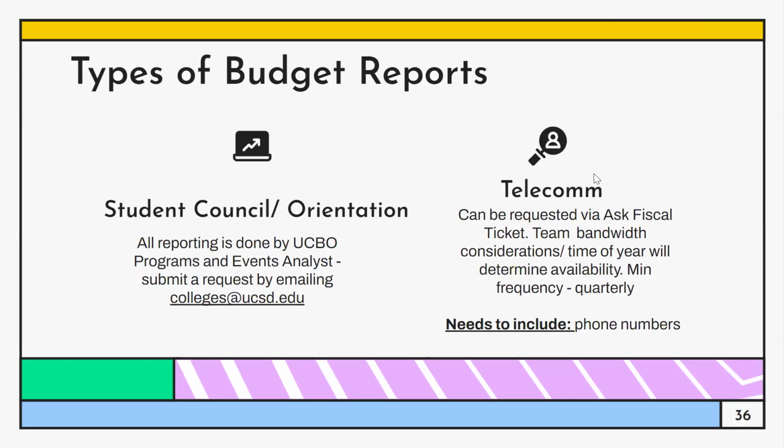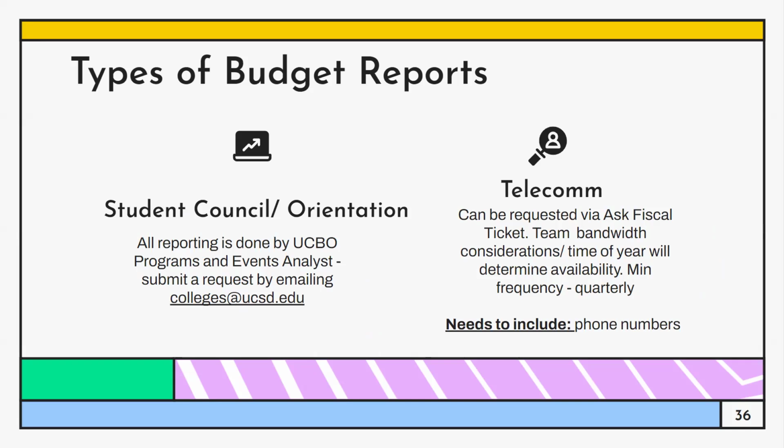The fourth type of reporting we do is student council orientation. This comes quarterly and is managed by the programs and events analyst at our office, Victoria Morgan. And you can submit requests for this type of reporting by emailing colleges@ucsd.edu.